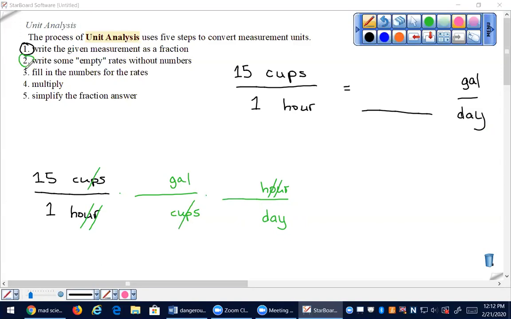Okay, now I'm going to put in my numbers. 1 gallon is 16 cups. 24 hours is a day.